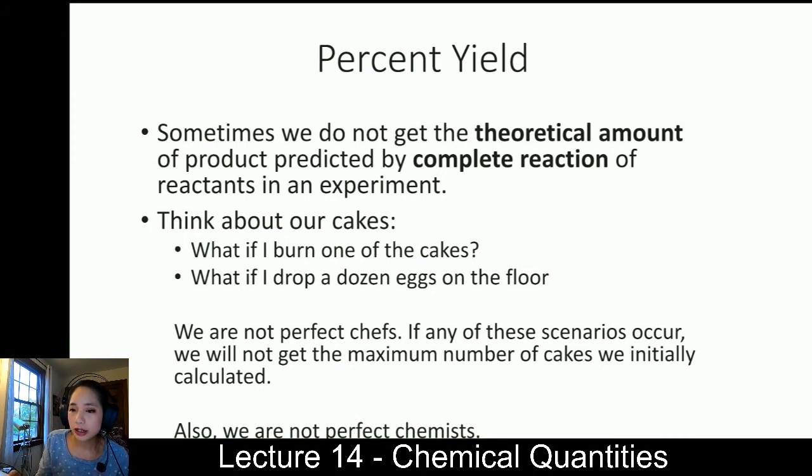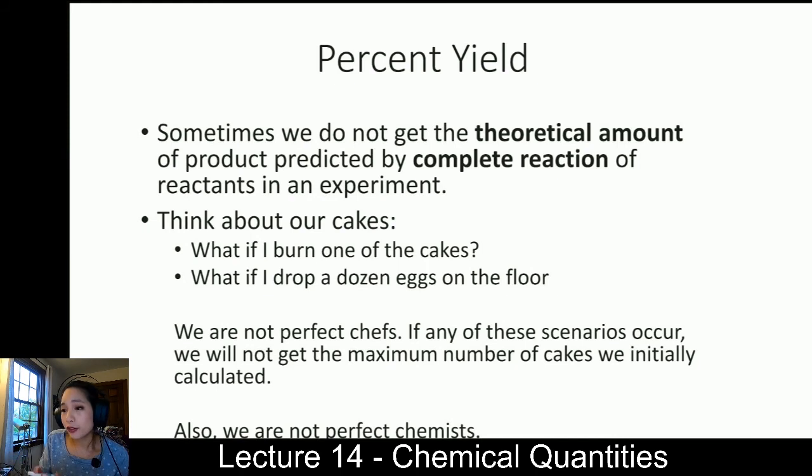But if we think back to our cake example, we calculated that you can make a theoretical amount of 11 cakes. But let's say, for your party, you burn one of your cakes and you only actually make 10. Your 11th one burnt. So if you only actually got 10 cakes at the end and you lost one of your cakes, that can give you a percent yield, essentially like a grade, or a percentage of the cakes that you actually made. Or let's say you drop a dozen eggs on the floor and you lose a dozen eggs, and now your eggs are your limiting reactant.